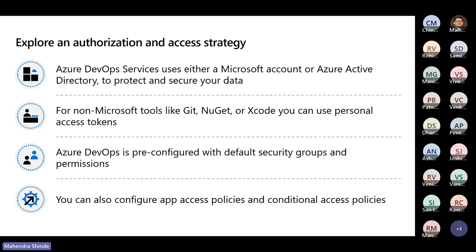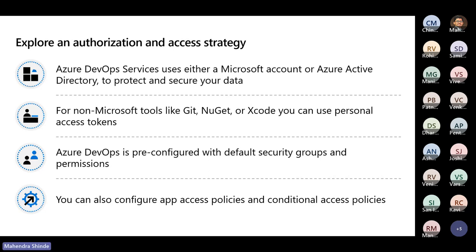Azure DevOps can be integrated with lots of third-party tools like Git, NuGet, Xcode. There, you don't have to authenticate yourself with your username and password. For these types of external tools, Microsoft prefers the use of personal access tokens, PATs, which act like a password, but not for the end user, for these external tools. Have you used personal access tokens anywhere? How many of you have used personal access tokens? It's a generic concept. It's found outside Azure DevOps also. For Git, okay, good. The benefit of using a personal access token is you don't have to reveal your user ID and password to anyone. Is that clear?